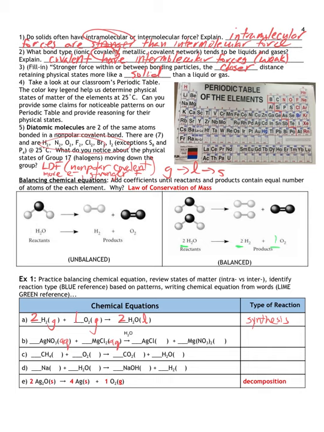According to our solubility table, look at your pink sheet now. You can see that silver chloride, in fact, is insoluble. Insoluble means it doesn't dissolve, which means silver chloride is going to be a solid. Magnesium nitrate is soluble, which means it's aqueous.